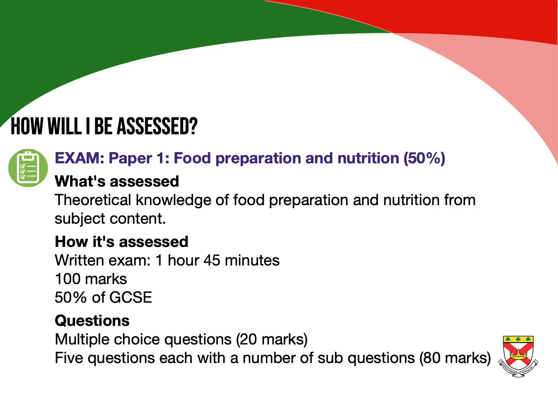The written paper, how is it broken down? It's worth 50% of your GCSE. It's a 1 hour, 45-minute paper worth 100 marks. For AQA, there are multiple choice questions worth 20 marks and then longer length questions worth 80 marks, which covers all of the theoretical knowledge that we talked about at the start.